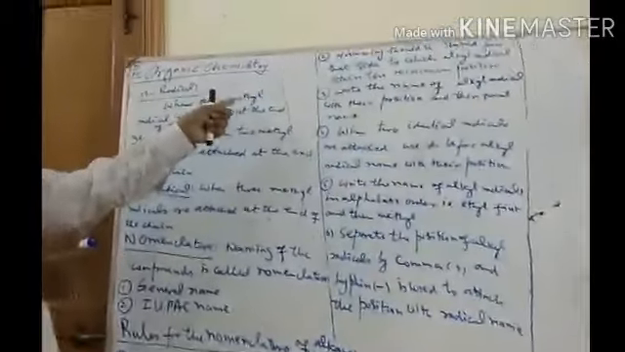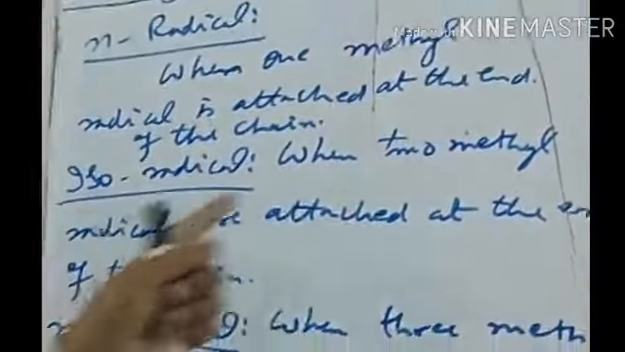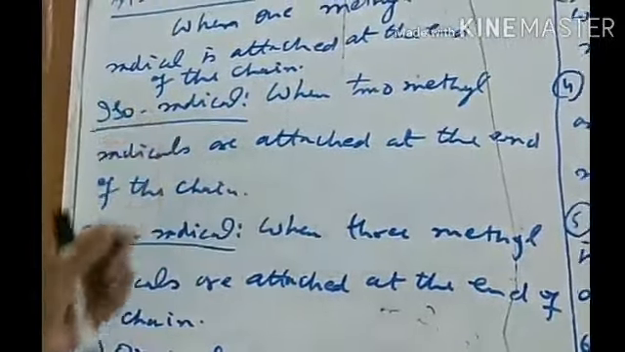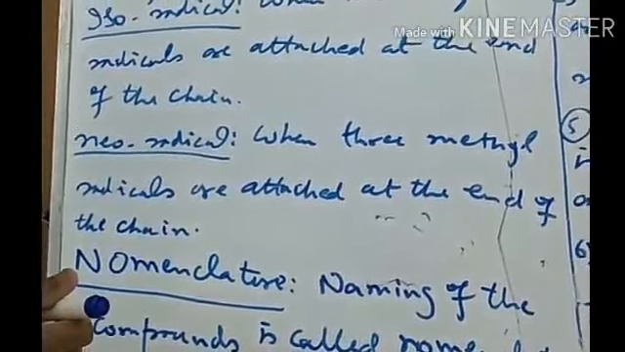So the definition of normal, iso and neo. Normal means when one methyl radical is attached at the end. Iso means when 2 alkyl radicals are attached at the end. This is called the iso. Neo means when 3 methyl radicals are attached at the end of the chain.